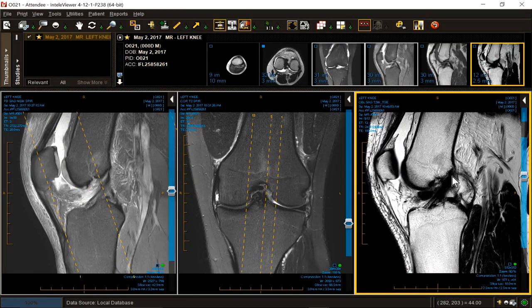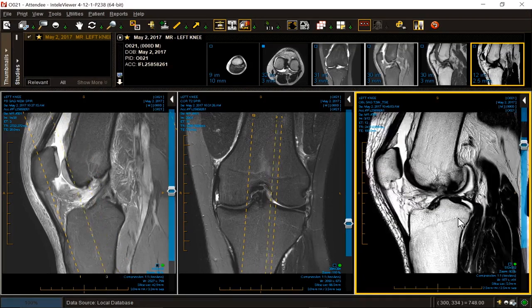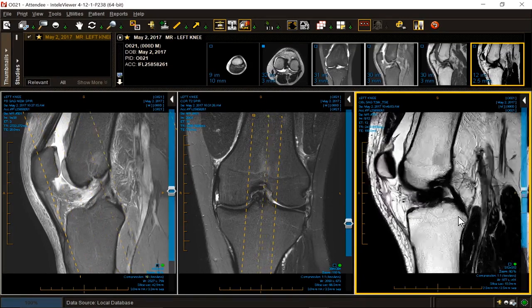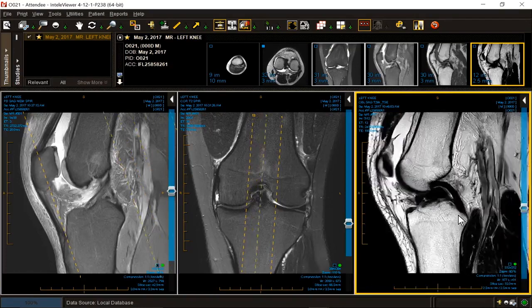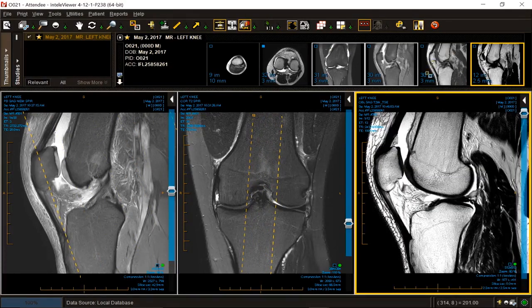Is the ACL floppy? Is it loose? Is it lax? Is it wavy? No. Is the tibia translated forward? No. So it is not an ACL deficient knee. It is not an ACL tear. It's just a big, whopping, honking bucket handle tear.